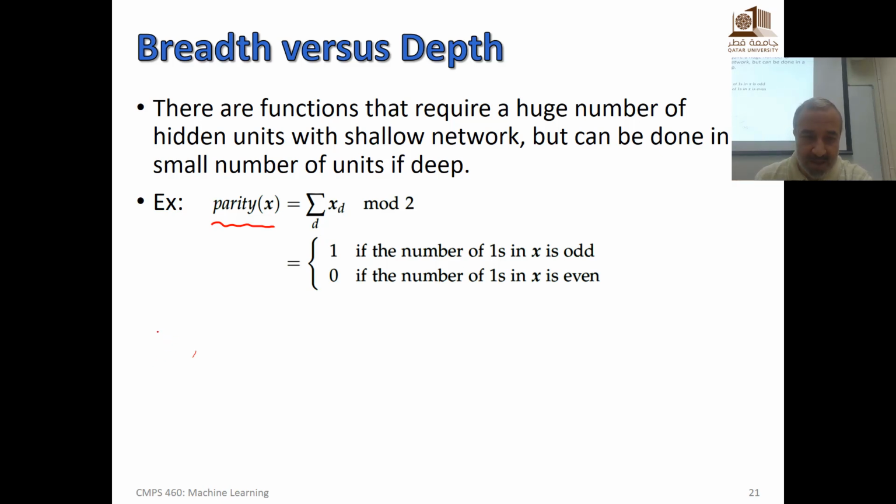So it will be something like this. Let's say that we have 100 bits. So this is 100. For the two-layer network, we will have so many hidden units. Actually, an exponential number, so the number here is on the order of e to the power 100. A huge number of units. How many output units do we need? Just 1.